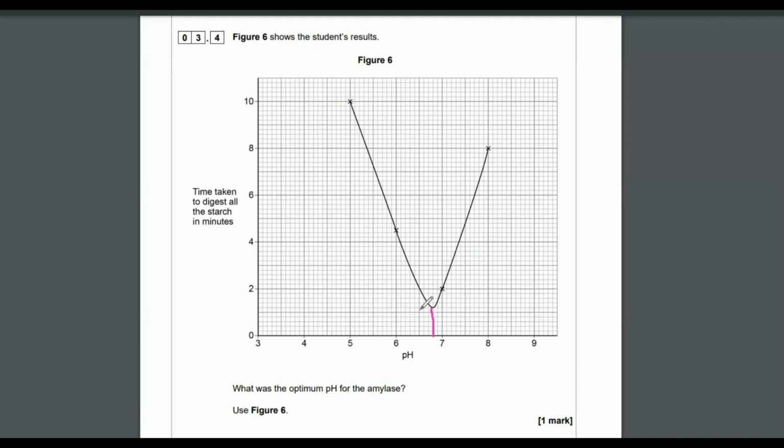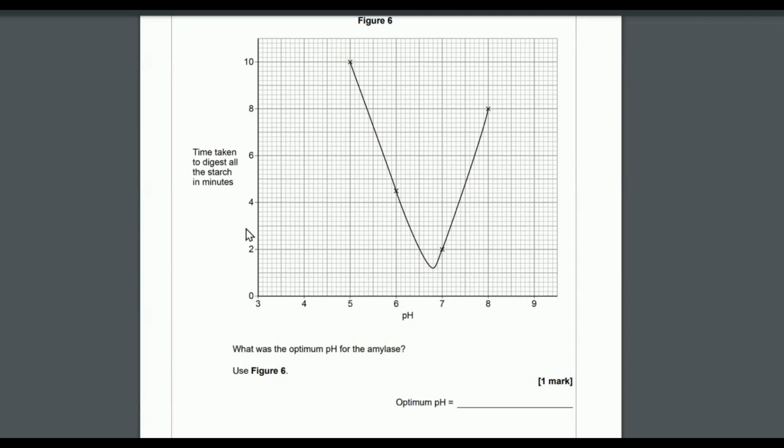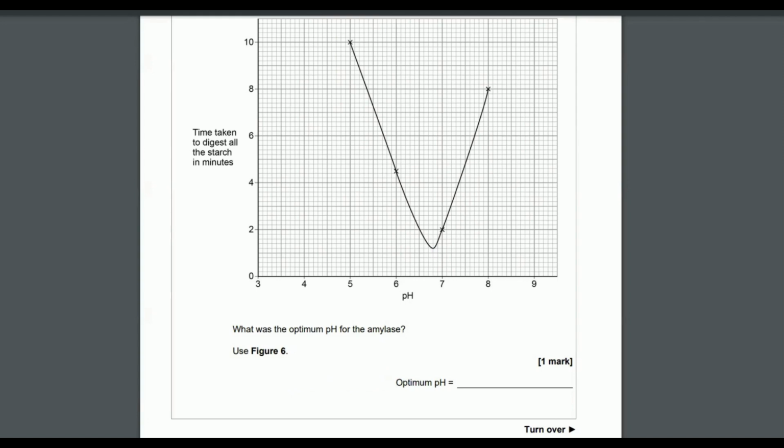At, the time taken was like 1 minute and something, but that is pH 6.5, 6.8. So what was the optimum pH for the amylase? The answer is 6.8. Let's check. Is this multiple choice or no? It's not multiple choice. We just write the answer in here. So 6.8 is the optimum pH, the best pH for breaking down the starch.